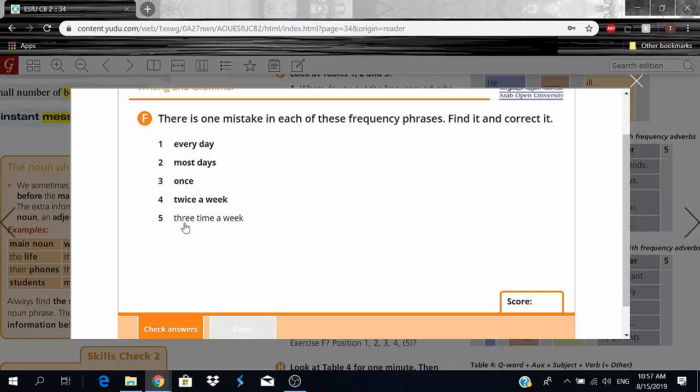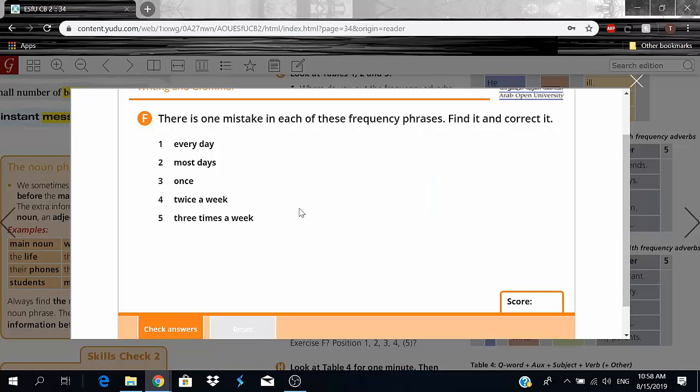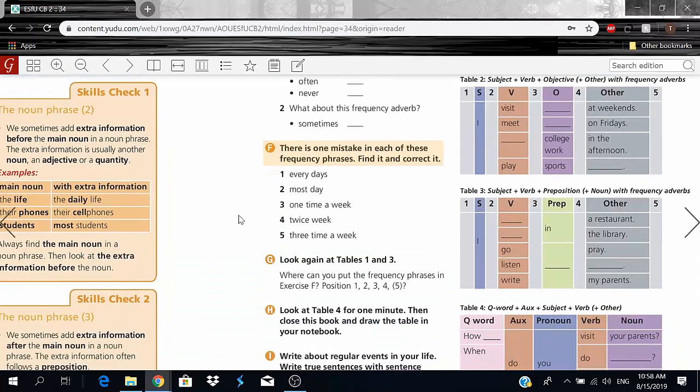And finally, we have number 5, 3 times a week. The problem here is also, when I'm saying 3, I want a plural right after, not just a singular. So time will be times. 3 times a week, okay? So now these are correct. Every day, most days, once, twice a week, 3 times a week, okay? Pretty simple stuff, you guys.